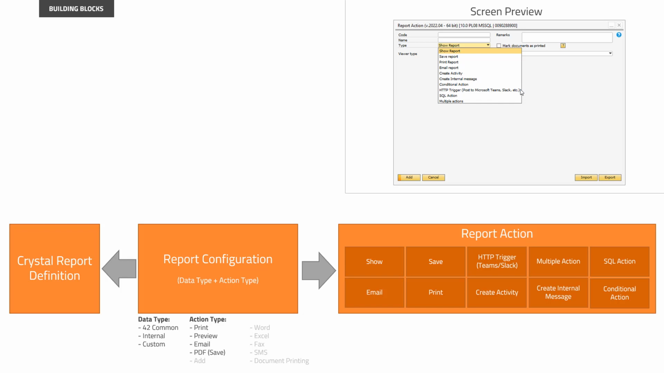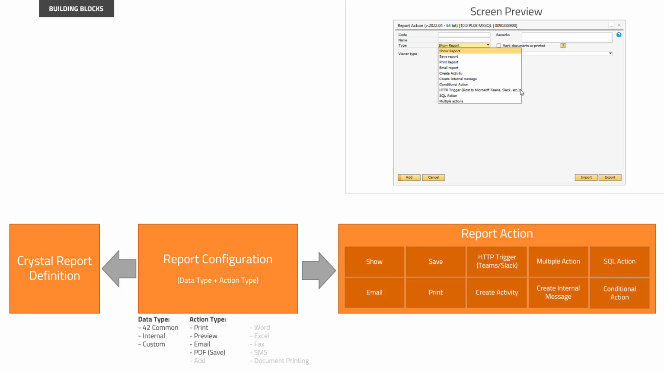But what we can do is different actions, meaning how do we want to react to this report that we created using a Crystal report. So we can show it to the user on screen. We can save it as a PDF or a Word document in various places on our hard drives. We can email, we can print, we can use what's called an HTTP trigger, meaning send something to Microsoft Teams or Slack. We can create SAP activities. We can create internal messages. And then come some of the more advanced features like multiple actions, where we actually say we want to both email and print at the same time, or email and save a copy.